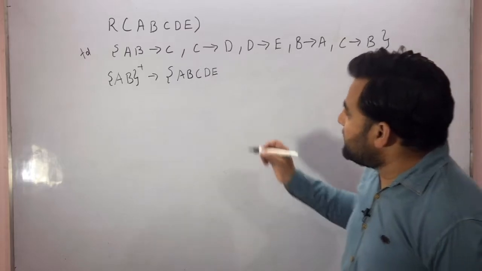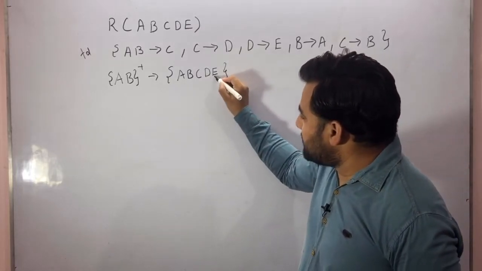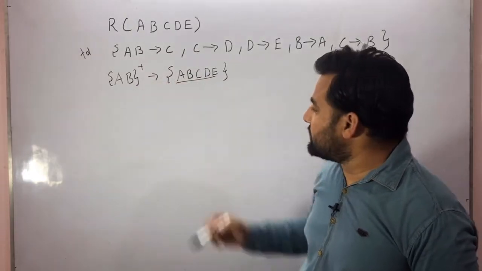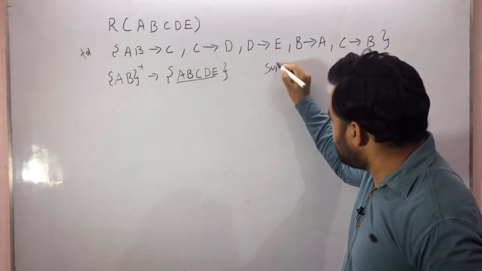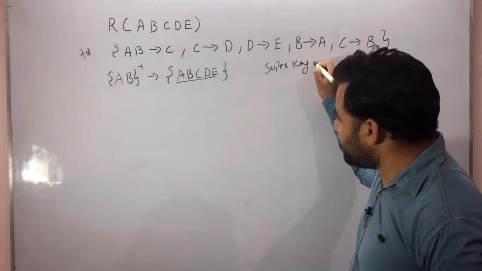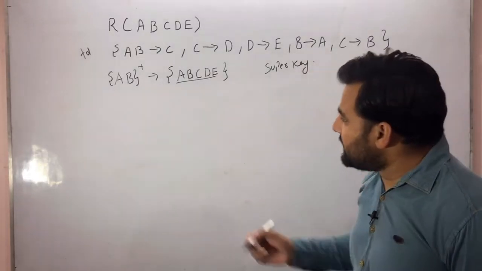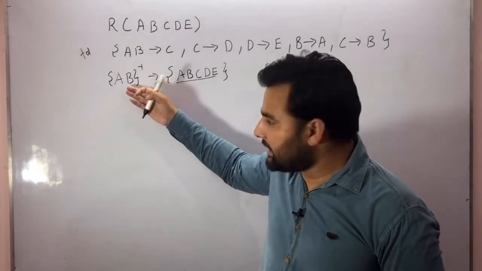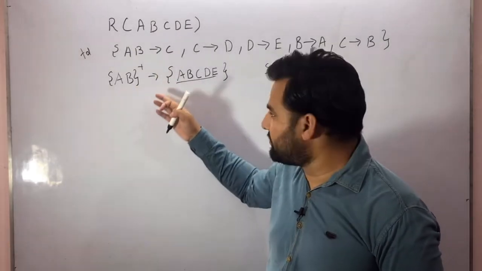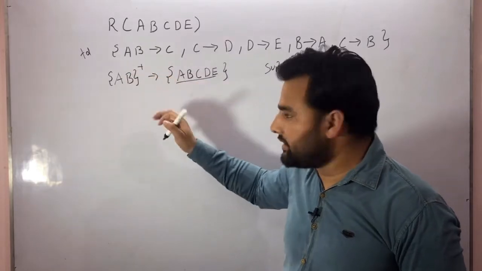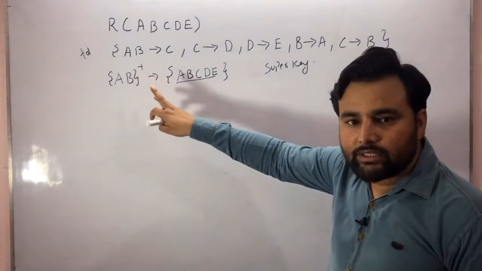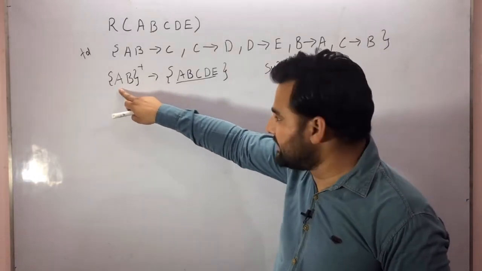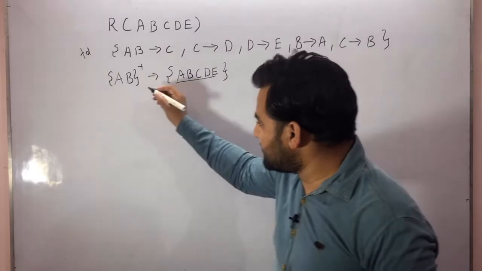Okay, so that means students, I have got all the attributes in AB closure. So that means this is a super key. Okay, so let's find out whether this super key is a candidate key or not. So how to find that? We'll take the subset of this and find the closure of that. If that closure is not a super key, then this key is a candidate key. Okay, so let's see that.